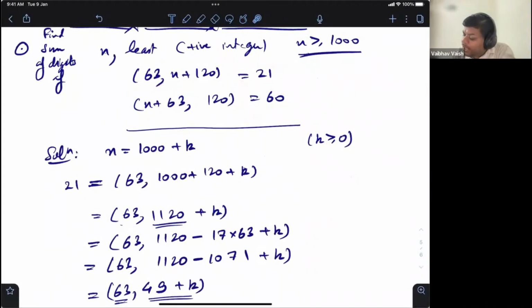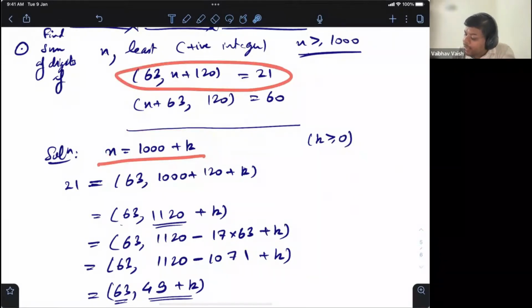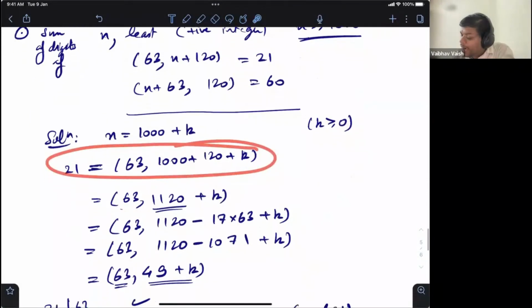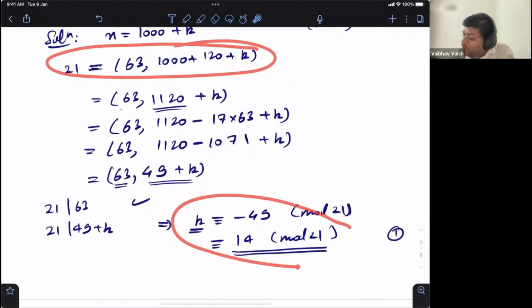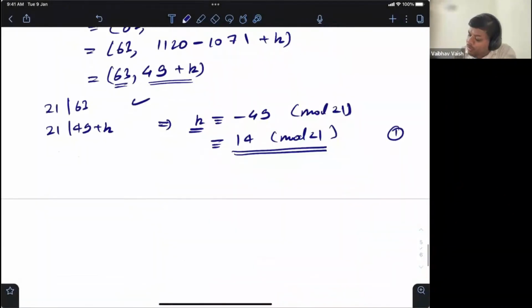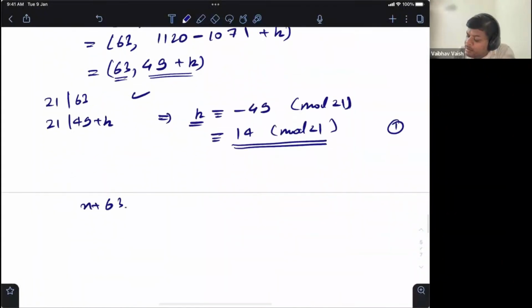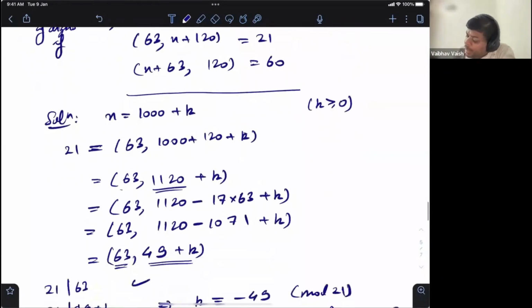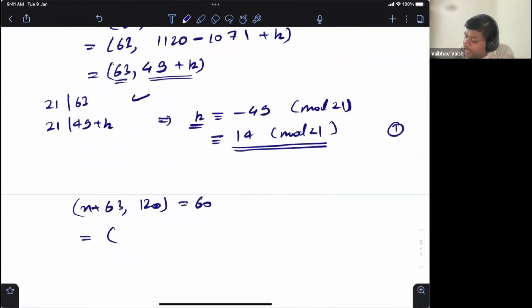Okay, the first constraint, I have assumed this once and for all. And the first constraint then translated into this. And that has the consequence that k is congruent to 14 mod 21. Now I have to work with the second constraint. So the second constraint was n plus 63, 120, is 60. Is that correct? Yeah. And remember, n is 1000 plus k. So this becomes 1063 plus k, 120. The GCD is this.